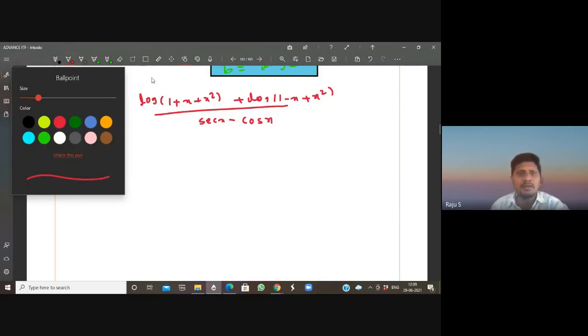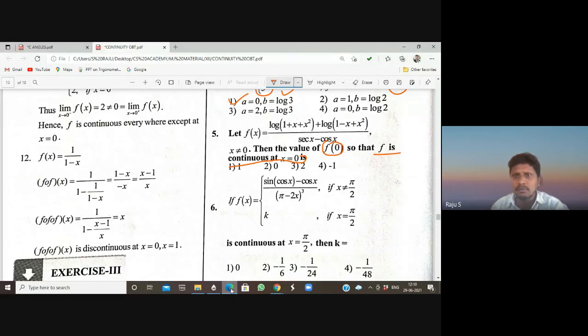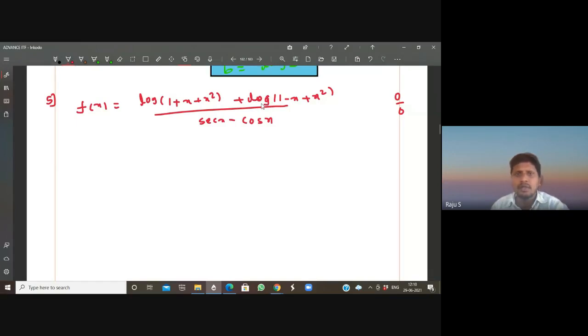If I substitute directly in place of x 0, so we are going to get 0 by 0, right? So substitute 0: log of 1 plus 0 plus 0, log 1 is 0. Again, log 1 is 0. So numerator is 0, denominator also. What is secant 0? 1. Cos 0 is 1. 1 minus 1 is 0. So 0 by 0, undefined. So we should apply the limit concept. Limit x extends to 0. So f of 0 is given by limit x extends to 0 of f of x.